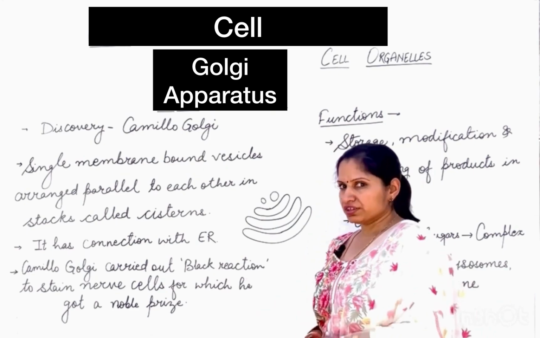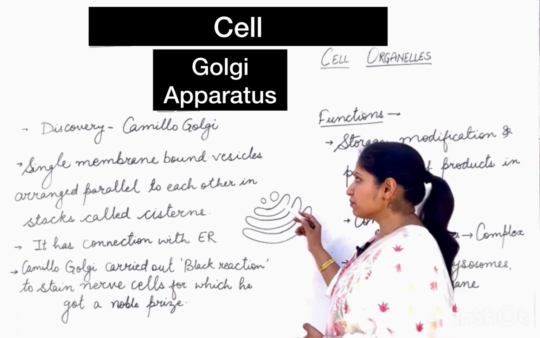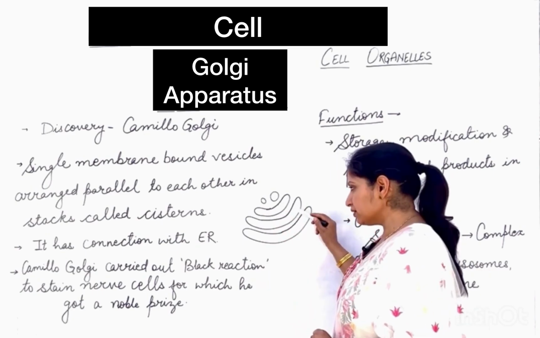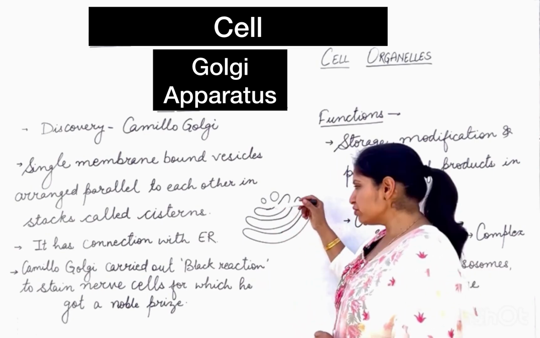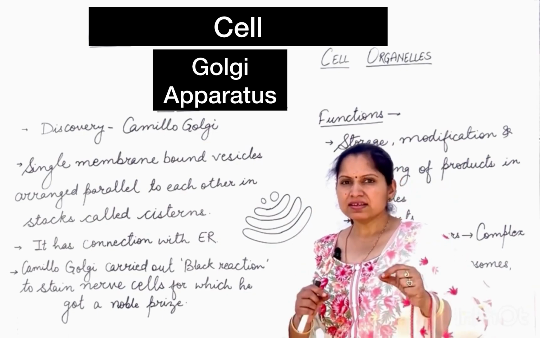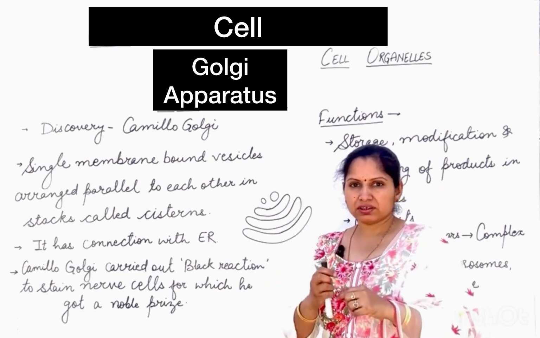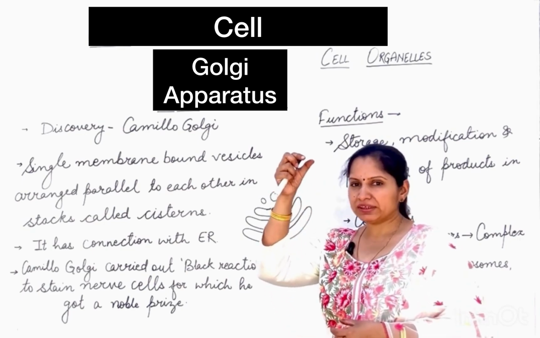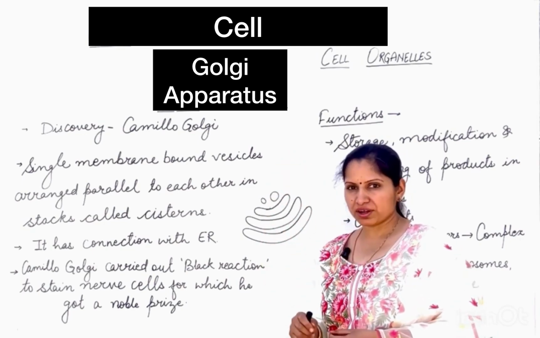So, the structure first. The Golgi apparatus is made up of single membrane bound vesicles which are arranged almost parallel to each other in a stack. Now, what is a stack? Stack means one above the other. So, if you put a stack of coins, it means putting the coins one over the other. That is called a stack of coins.